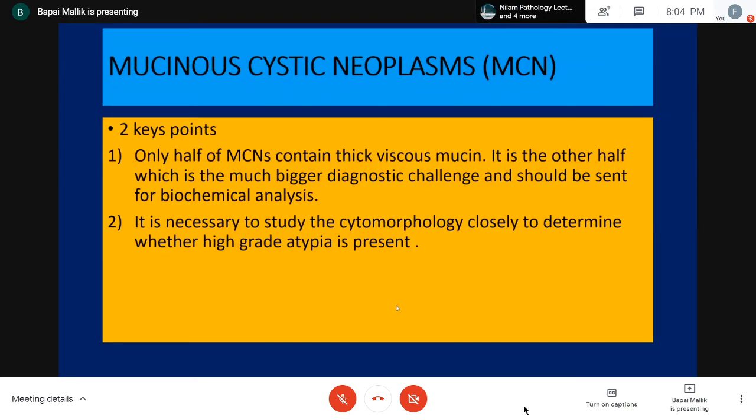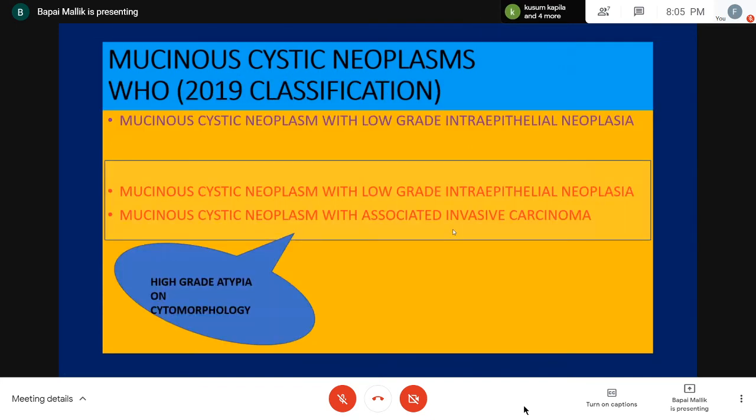Mucinous cystic neoplasms, the two key points are, this is very important. Only about 50% of mucinous cystic neoplasms contain thick viscous mucin. So it is the other half which is a much bigger diagnostic challenge, and you should send for biochemical analysis, and sometimes you may even require molecular pathology. And it is very important, even after you call something a mucinous cystic neoplasm, to study the cytomorphology closely to determine whether high-grade atypia is present.